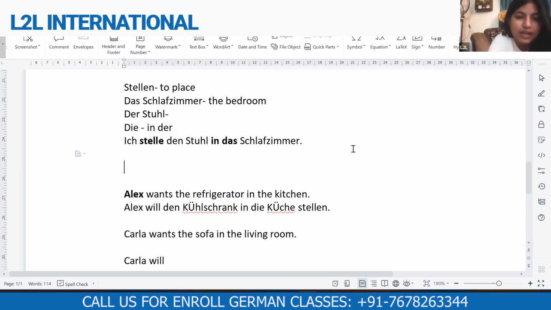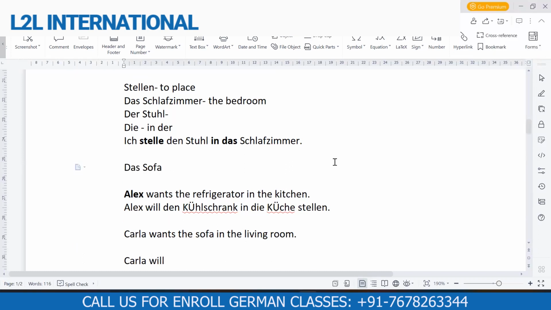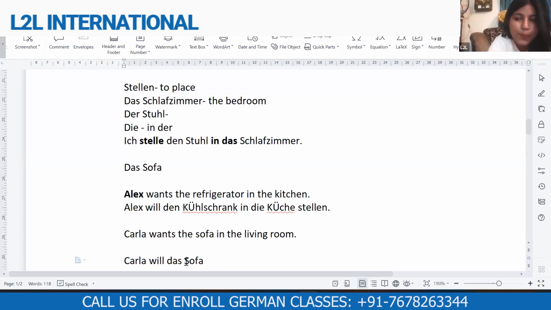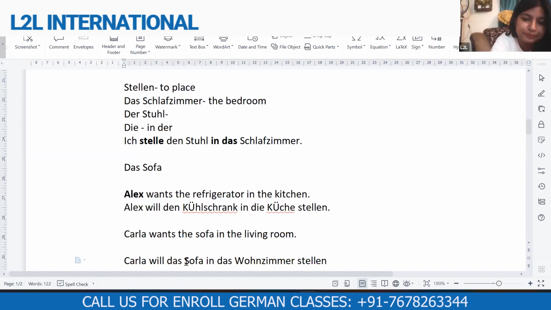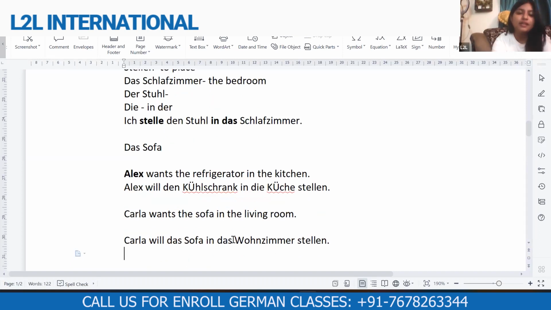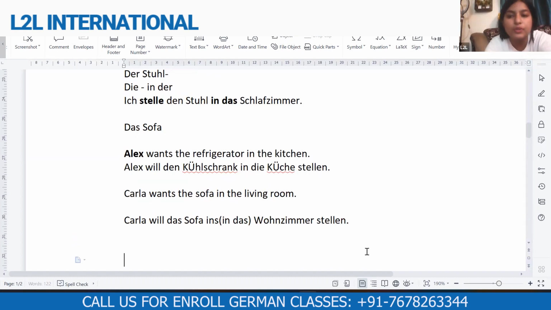Carla will. Sofa's article is das. Sofa. Then the sofa. Yeah, the sofa. In das Wohnzimmer. Wohnzimmer is das Wohnzimmer. In das Wohnzimmer stellen. Yes. Richtig. So in das can be written in short form as ins. So remember, in das can be shortened and we can also use the short form for this. Good one, Ashwin. Now I'll move to Revati.